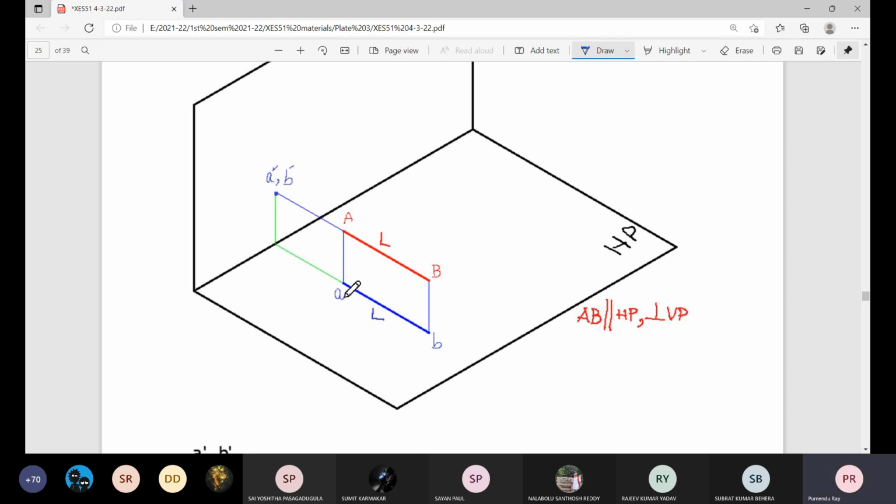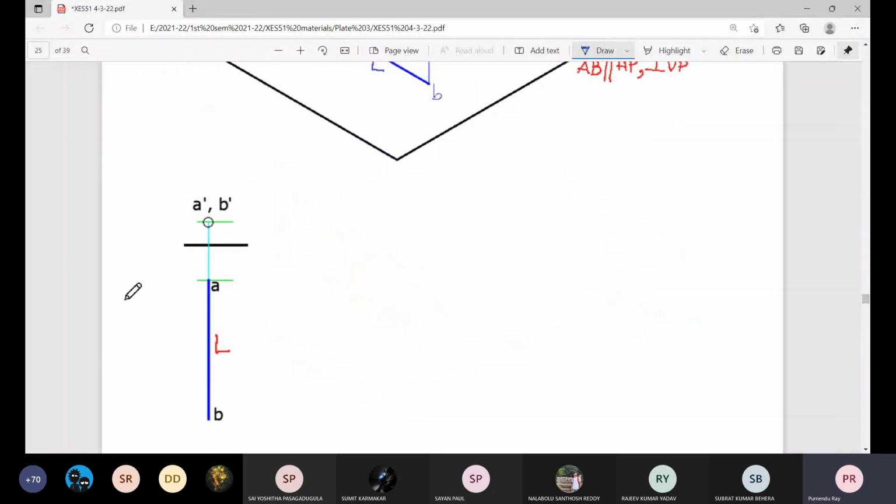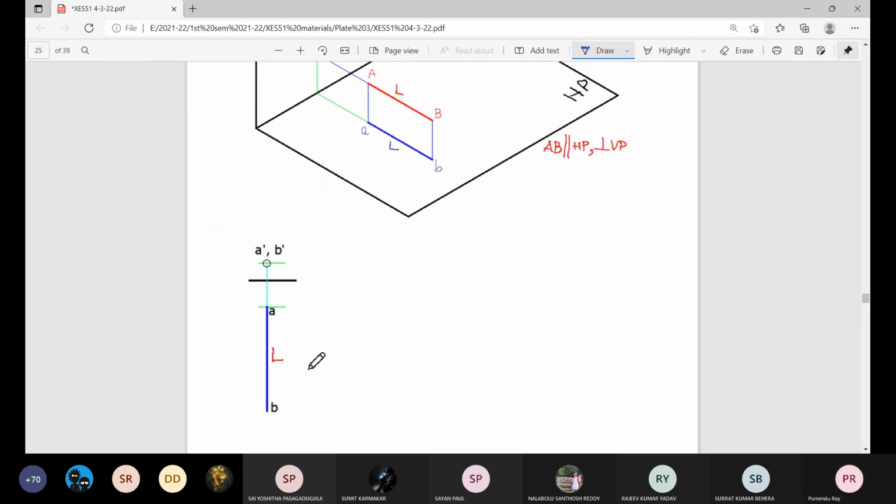And this is the projection on horizontal plane, that is plan of point A. This is the plan of point B, and connect them. It will be the overall plan of the straight line AB. And as this line is parallel to HP, so projection on HP will be its true length. Okay, and it was the formal presentation in the orthographic projection convention. Okay.